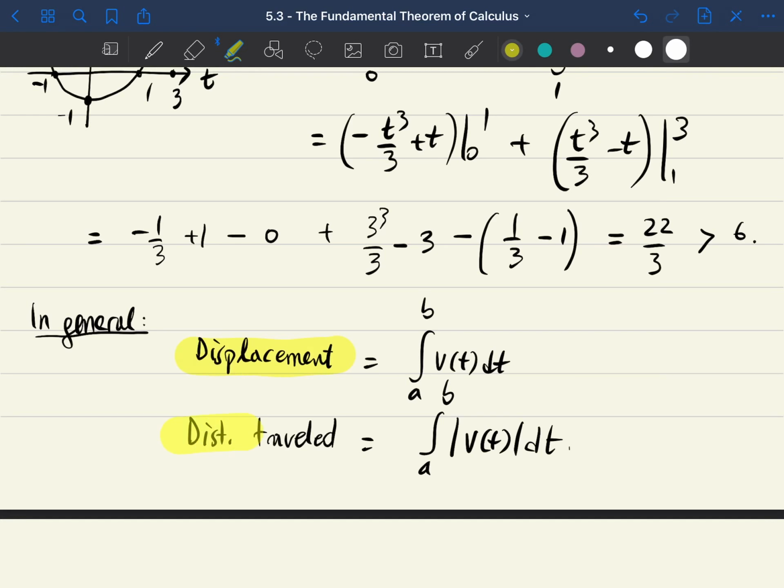All right, so this is all I had to say about 5.3. Now you can work on your own and do some more examples. Thank you.